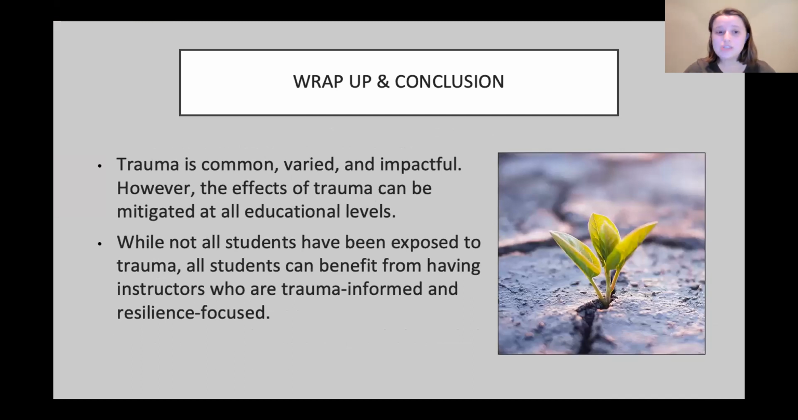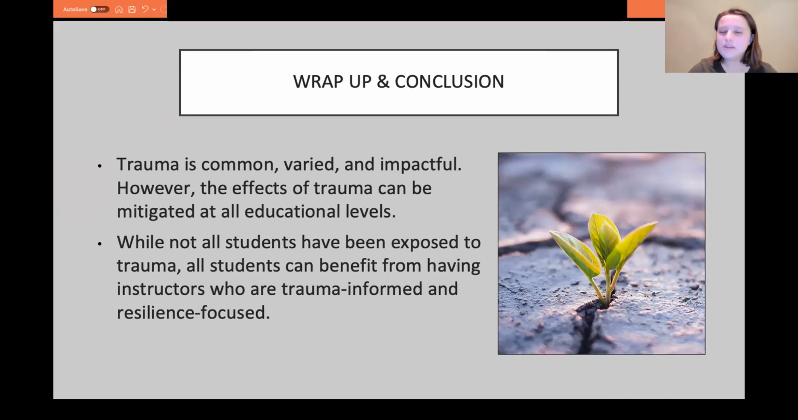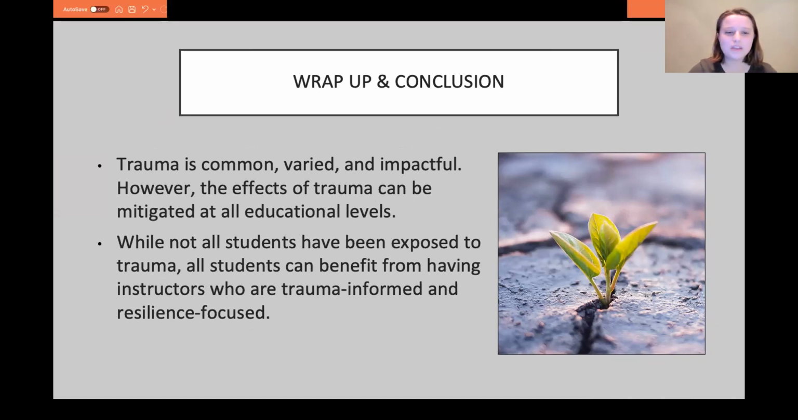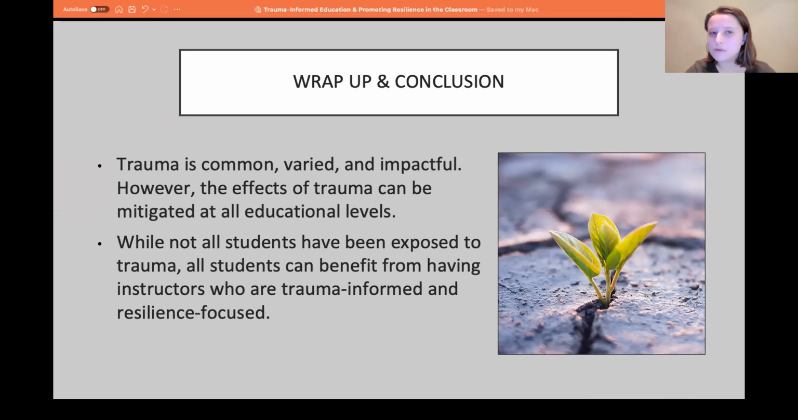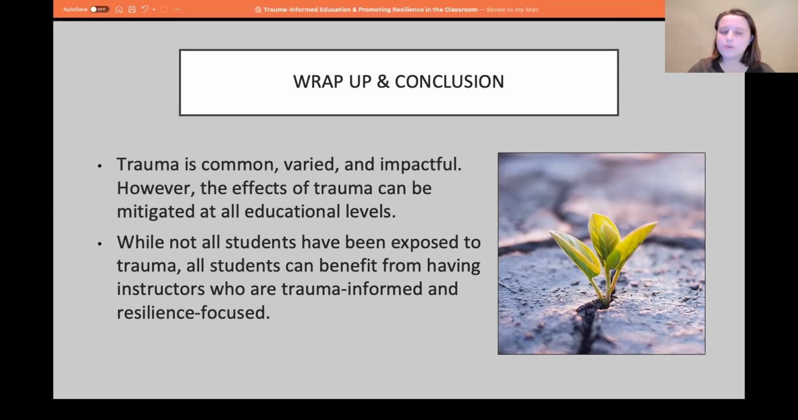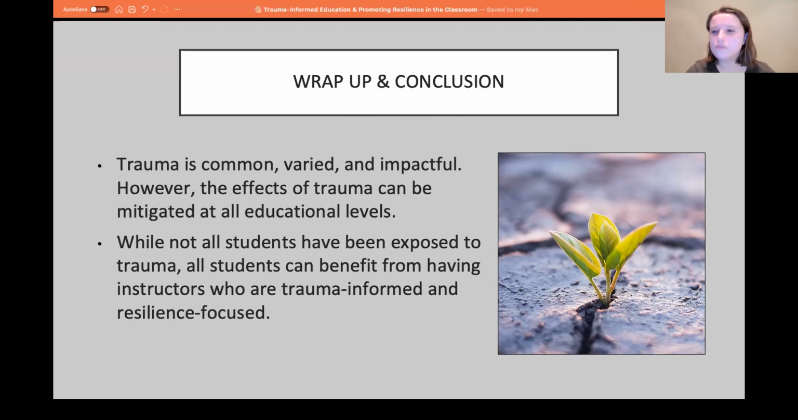So, ultimately, to wrap up, two main points that I want to leave you with today is first that trauma is common, varied, and impactful. However, the effects of trauma can be mitigated at all educational levels, anywhere from preschool all the way up to post secondary, postgraduate education. And I also want to leave you with this idea that while not all students have been exposed to trauma, all students can benefit from having instructors who are trauma informed and resilience focused.